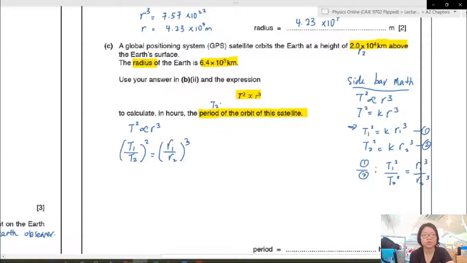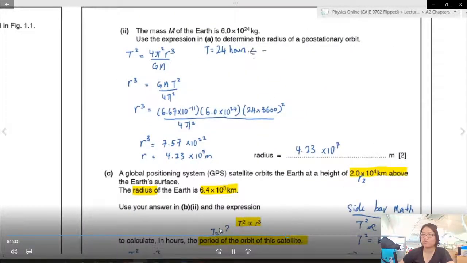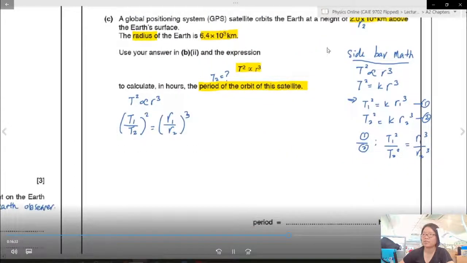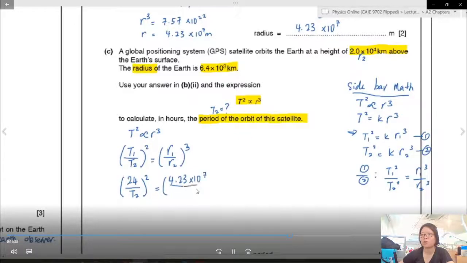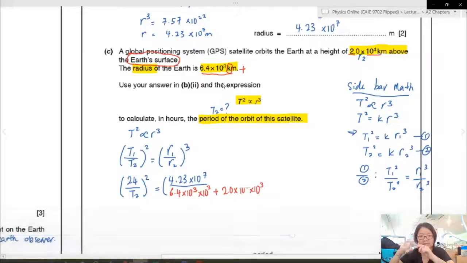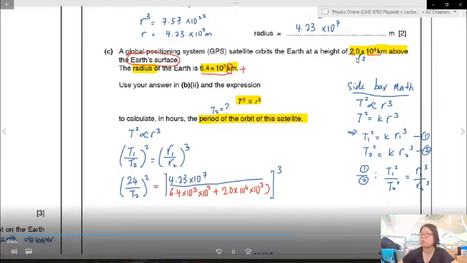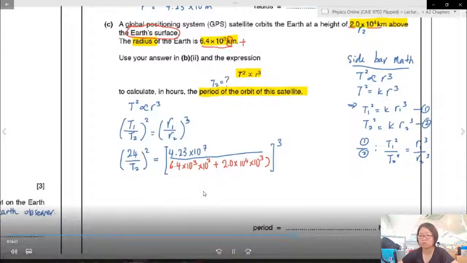All right. So now you are looking for T2, you know R2, and this one is R1. So 24 hours over T2 would be R1 over R2. So here's a common mistake. This is the Earth's surface. You have to add from the Earth's center. So the Earth's radius plus the height above the Earth's surface is the total distance. So a lot of people will just put this height without adding the Earth's radius. That's why people say physics is very hard. Actually, it's because you are not used to the equation. Do more questions, level up, get more EXP.